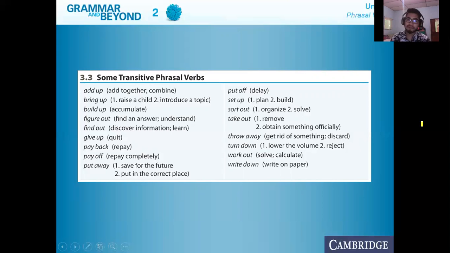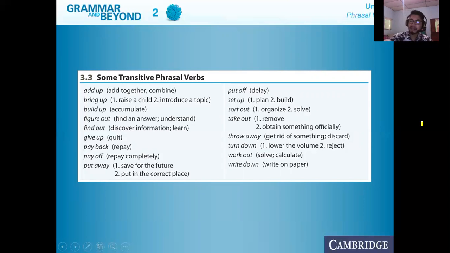Find out is to discover information or learn. For example, if you were my best friend, I can tell you, hey, did you know what I found out yesterday? I found out that if you put water on this thing, this reaction is going to happen. I discovered it. Give up, to quit, to not try anymore. Never give up. You remember.